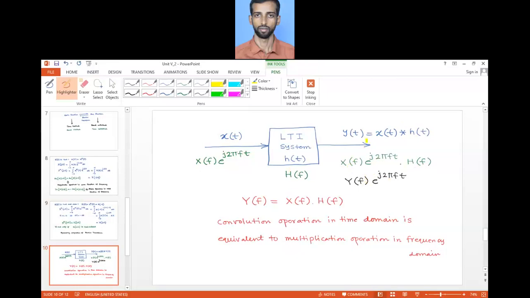If I observe y of t alone, whenever I get y of t from this LTI system output, this y of t is visualized in the time domain, and this y of f is visualized in the frequency domain. So both of them are equivalent. So convolution operation in the time domain is equivalent to multiplication operation in the frequency domain.